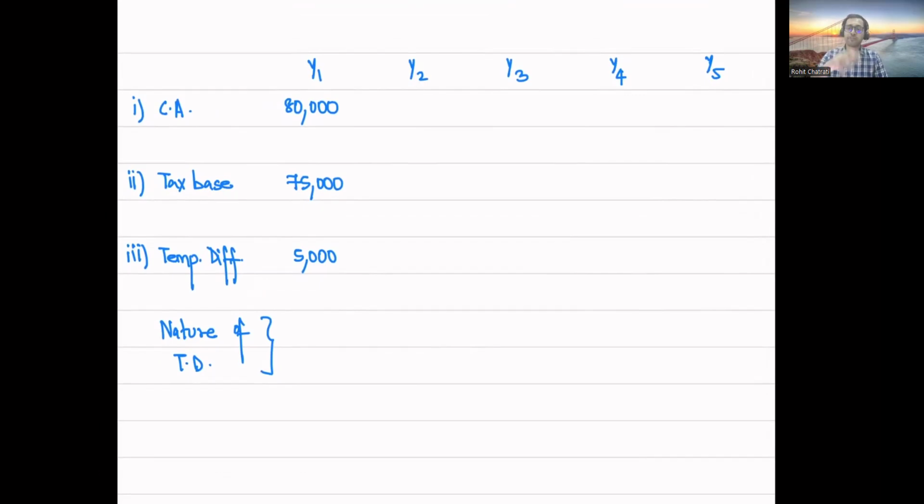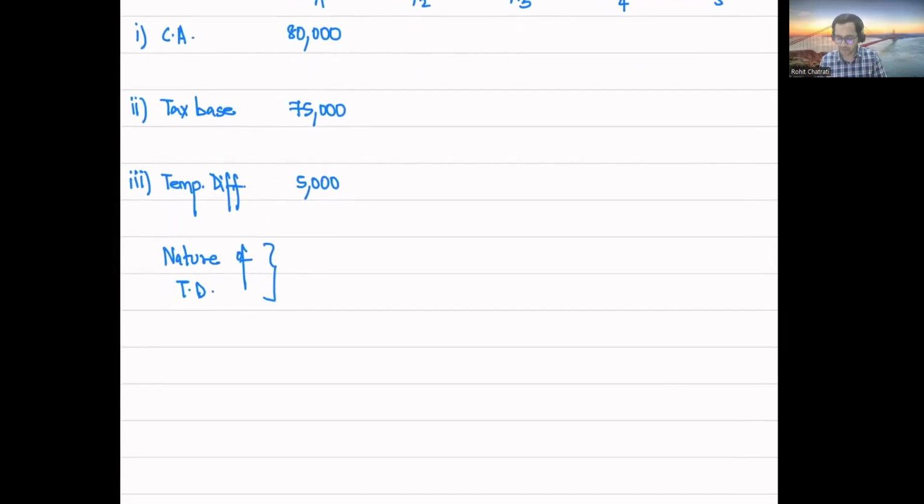Carrying amount means my future taxable income. Tax base means my future deduction. How is it the future deduction? Out of the 1 lakh cost, 25,000 is already allowed as a deduction. So the remaining 75,000 will be allowed as a depreciation deduction in future. Therefore, 80,000 minus 75,000, 5,000, represents my net future taxable profit. Therefore, the temporary difference nature is taxable temporary difference. So I am going to have a net taxable income of 5,000 in future.